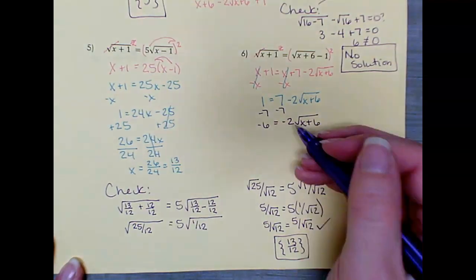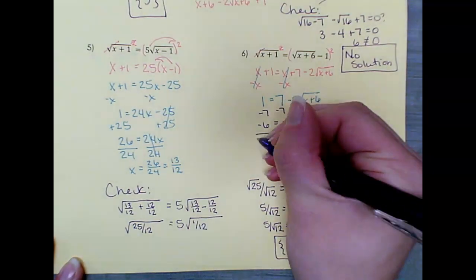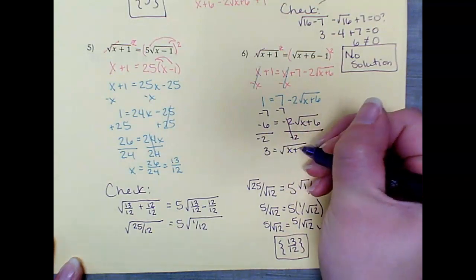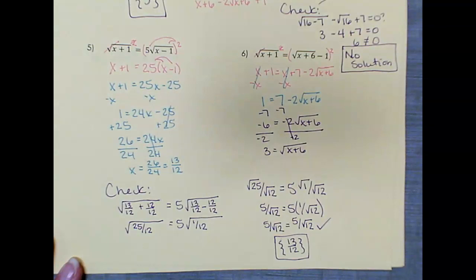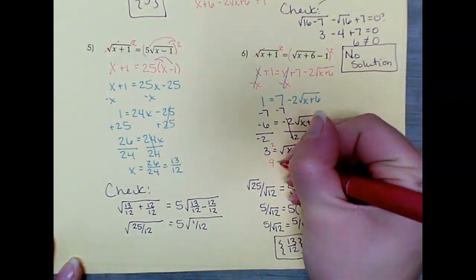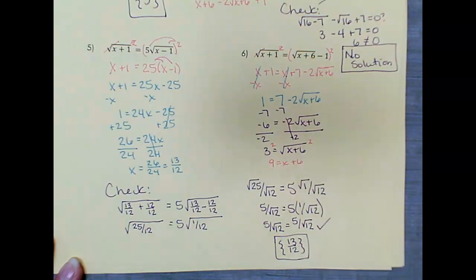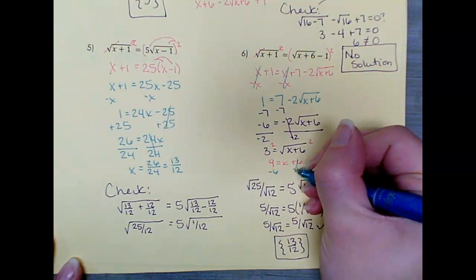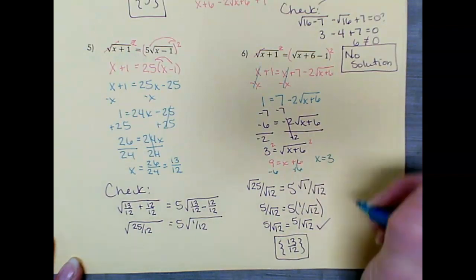And I'm going to divide by negative 2. 3 equals the square root of x plus 6. And I'm going to square both sides. I get 9 equals x plus 6. And when I subtract 6 from both sides, I get x equals 3.